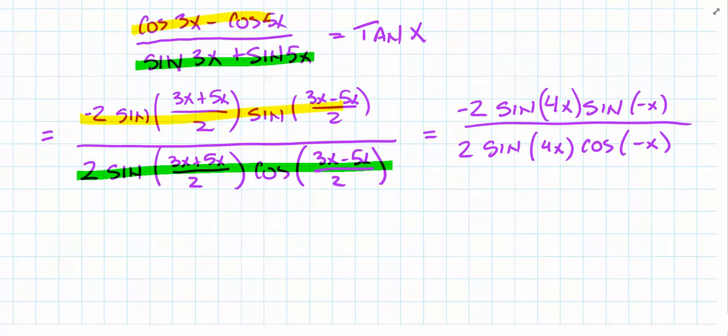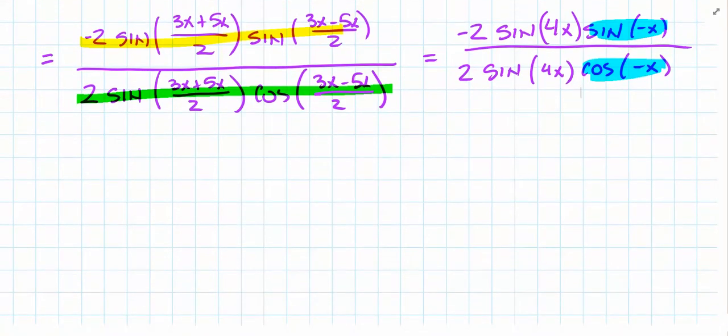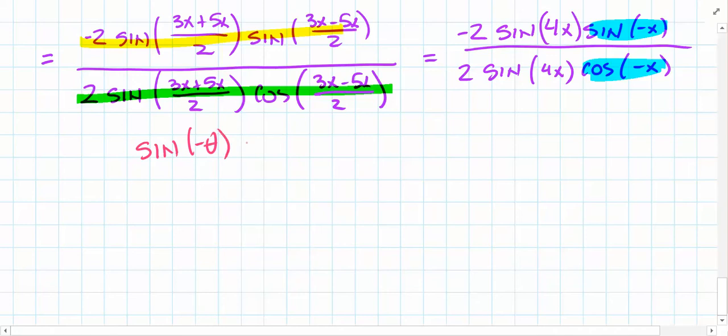This is all being multiplied on the top, and this is all being multiplied on the bottom, so we can cancel out. But there's some stuff that we want to do first. I want to direct your attention to this term and to this term. Do we know something about even and odd identities? Yes, we do. We know that the sine of negative theta is equal to negative sine theta. This is a little side note, right? And we know that the cosine of negative theta is equal to what?